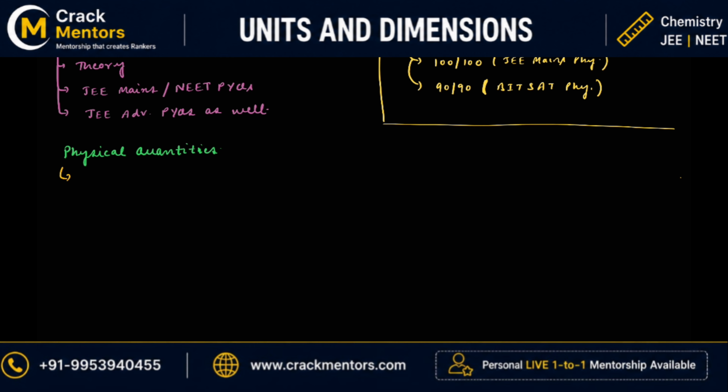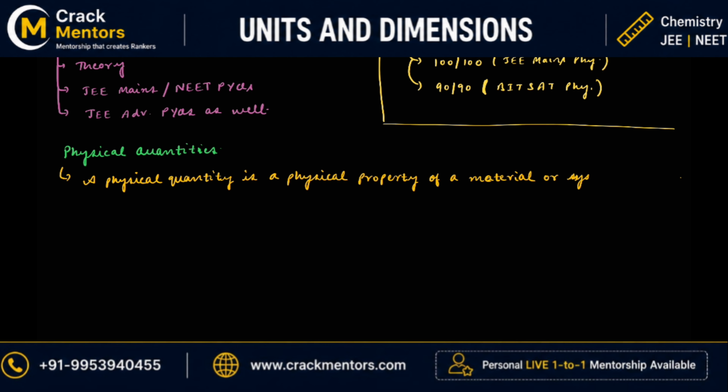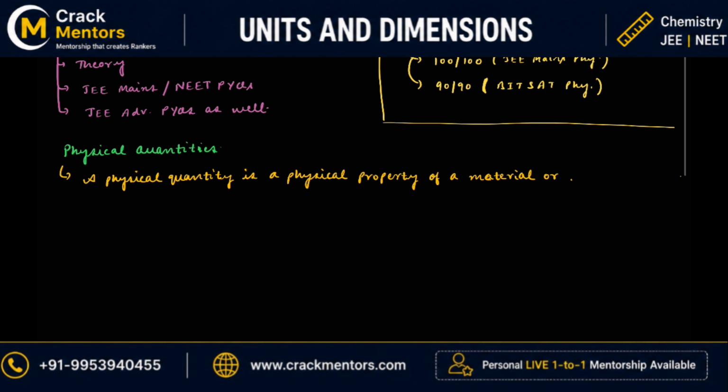So let me write down the definition. A physical quantity is a physical property of a material or system that can be quantified by measurement. Very important, that can be quantified by measurement. This is the crux of this definition.